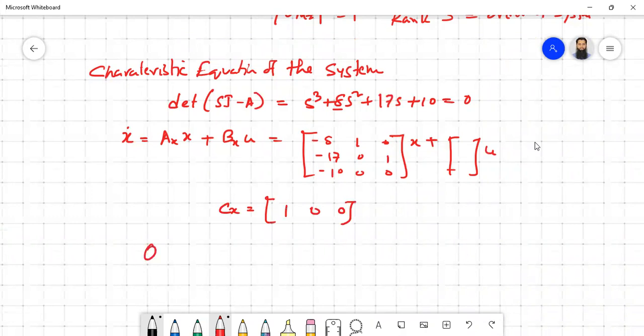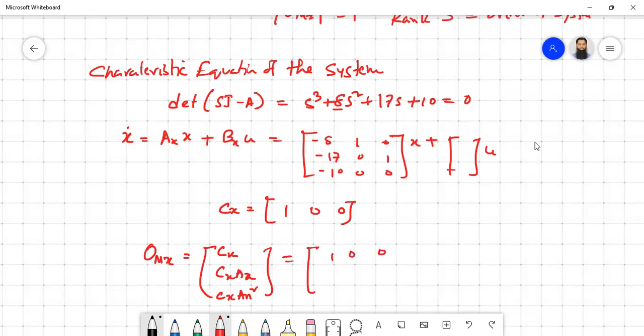So now from this, your OMX is basically Cx, then CxAx, then CxAx square. And from this, you can easily write 1, 0, 0, minus 8, 1, 0, 47, minus 8, 1.